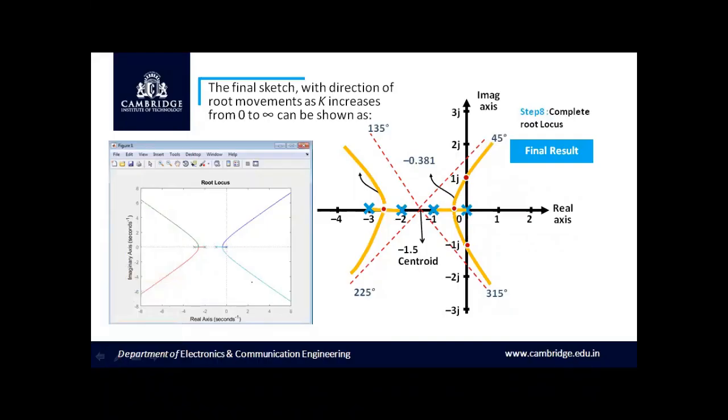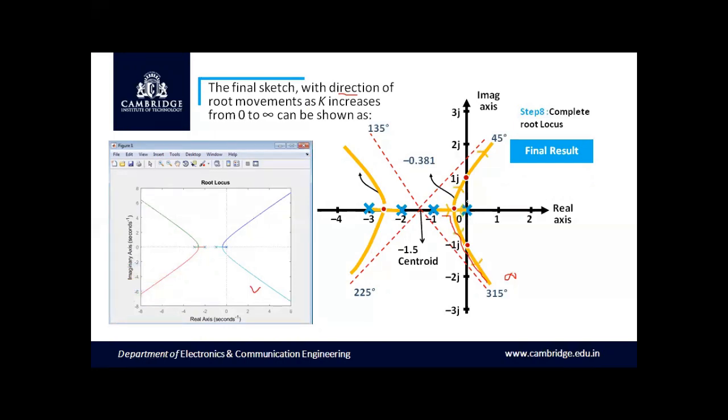Let us compare this output with our final plot. The direction of the roots' movement as k increases from 0 to infinity can be shown by this arrow mark. So for this pole at s equal to -1, when k increases, it breaks away, takes this direction, and reaches infinity. As shown here, you can see the movement.